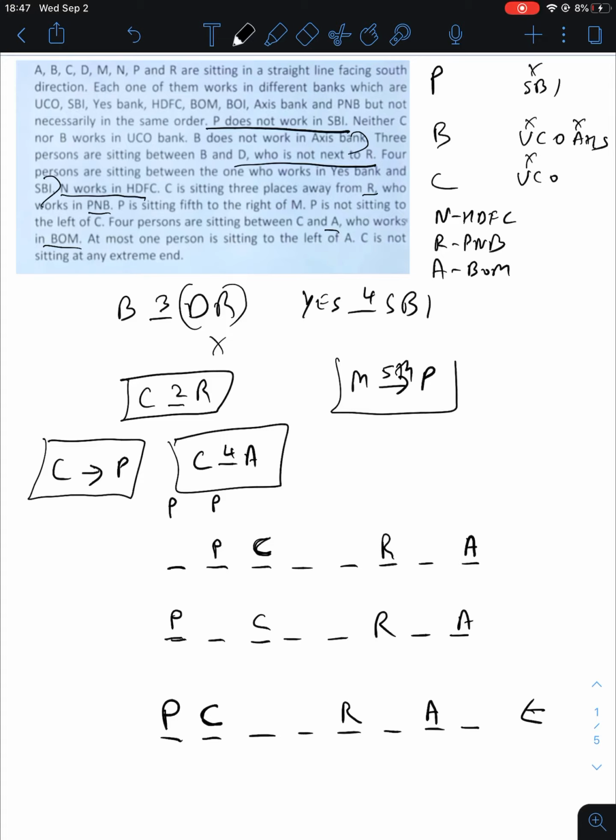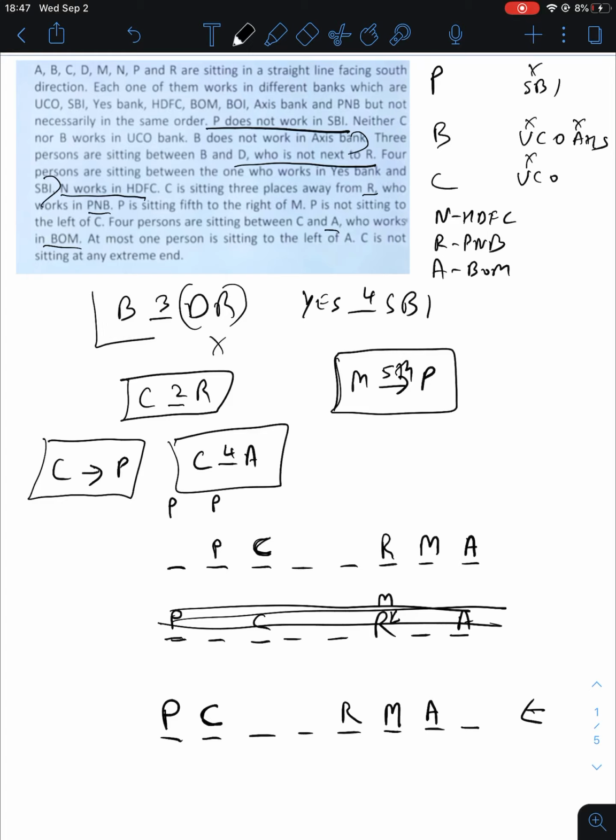If you look at this, P is sitting 5th to the right of M. That means there are 4 people between M and P. Therefore, M will be over here. And in the second scenario, M will be over here. But as you can see, R is already sitting over here. Therefore, this scenario is incorrect and not possible. In the third scenario, M has to sit somewhere over here.